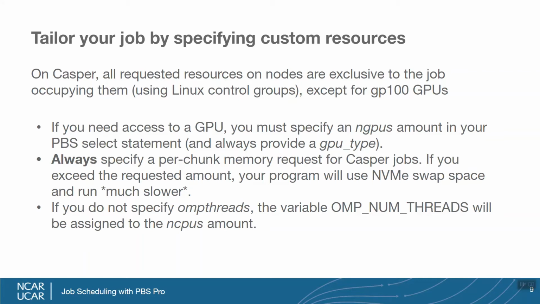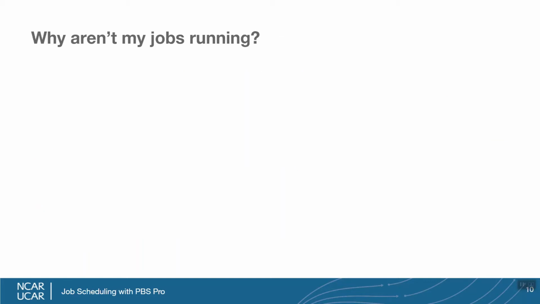If you don't want to use OpenMP threads, just set it to 1. You can also export or setenv the OMP_NUM_THREADS variable in your job script, and that'll override it. But if you actually want to use the value that's specified in the select statement, you should specify it using the ompthreads flag.